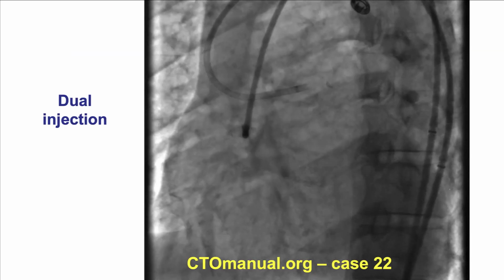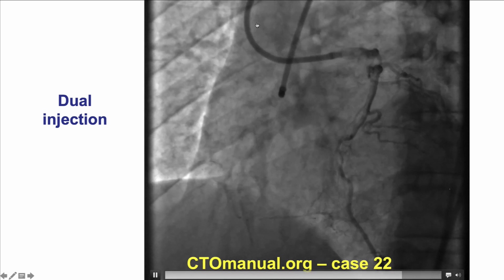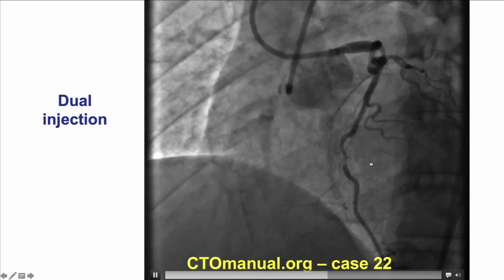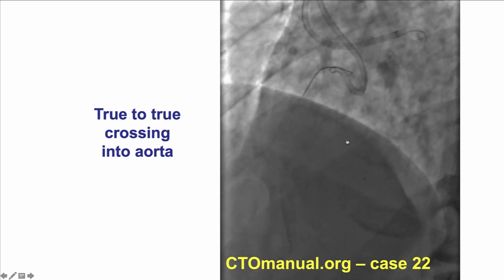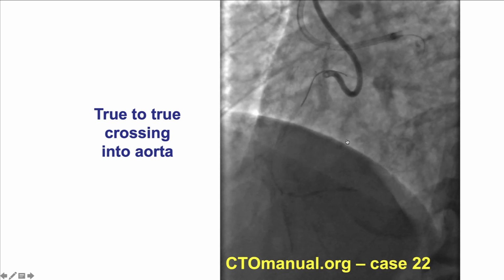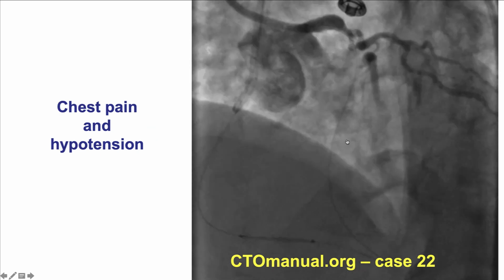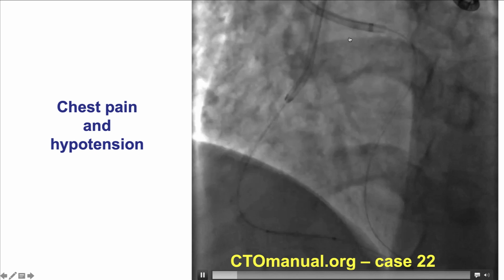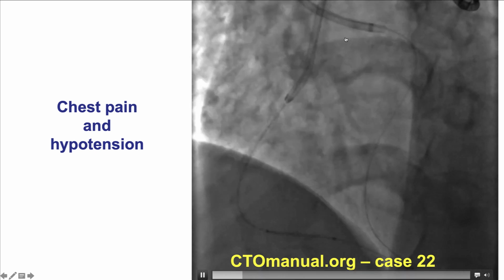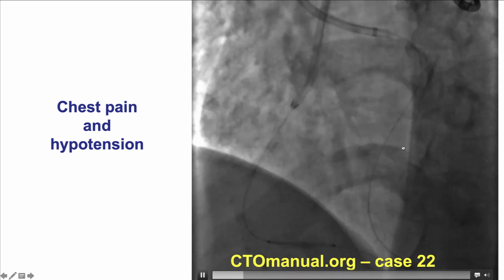Going on to the second case, this was a patient who had a right coronary CTO. And then there is significant tortuosity on the left system. There's some disease in the mid-LAD. There was successful retrograde crossing of the RCA CTO. But then during the procedure, there was sudden onset of chest pain and hypotension. And the reason here is dissection of the mid-LAD, compromising antegrade flow in the LAD.